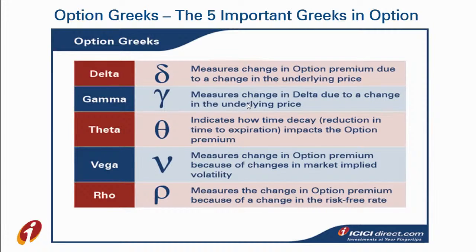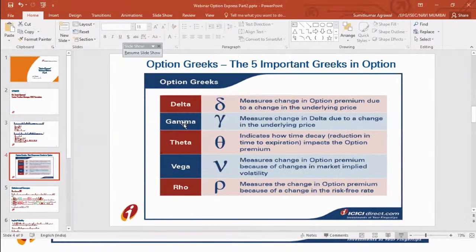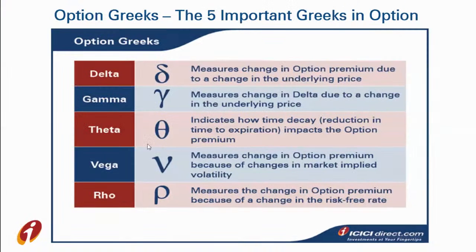So if the delta is 0.5 and the market goes up, then 0.0012 will get added to that 0.5 delta. If the market goes down, then the delta is going down, so the gamma will get deducted from the delta, and the delta will drop to, let's say, 0.49 something or 0.48 something. So that was about the gamma.